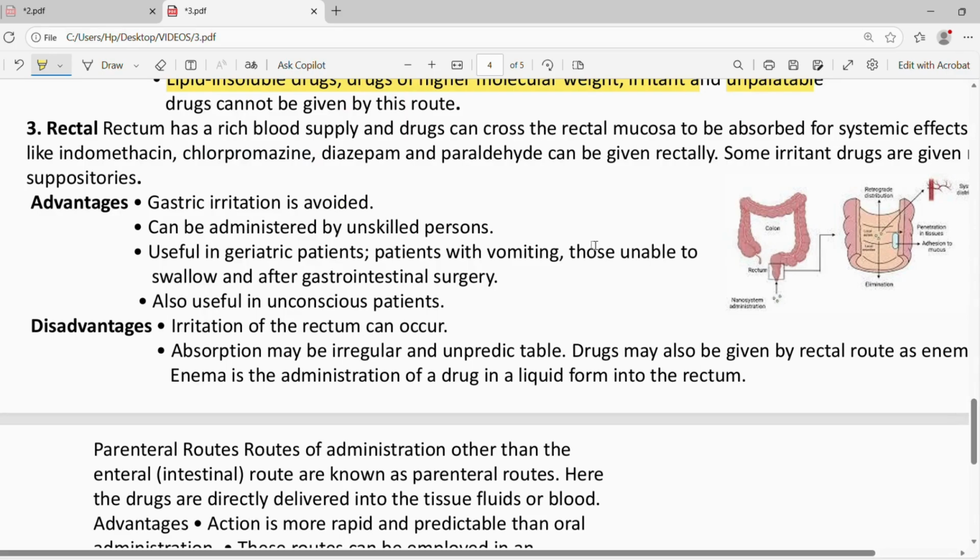Now we will see the rectal route. The rectum has a rich blood supply and drugs can cross the rectal mucosa. Drugs that need to avoid first pass and be absorbed for a systemic effect, like indomethacin, chlorpromazine, diazepam and paraldehyde, can be given rectally. Some irritant drugs are given as suppositories.